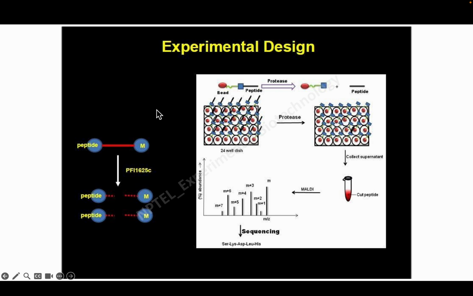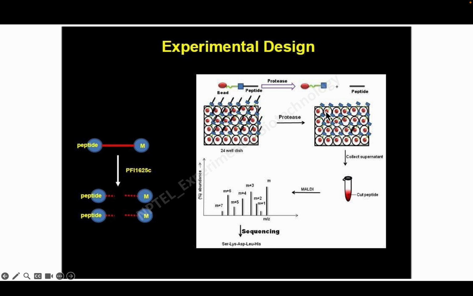So if you are adding the peptide with the matrix and then adding your protease, what will happen? The peptide will get separated from the matrix. So what they have done, they have added the peptide to a bead, they added protease also, so the bond gets clipped. So you have the bead but not the peptide.